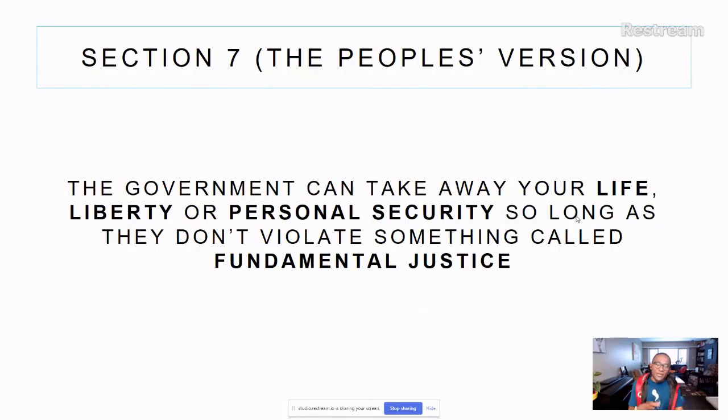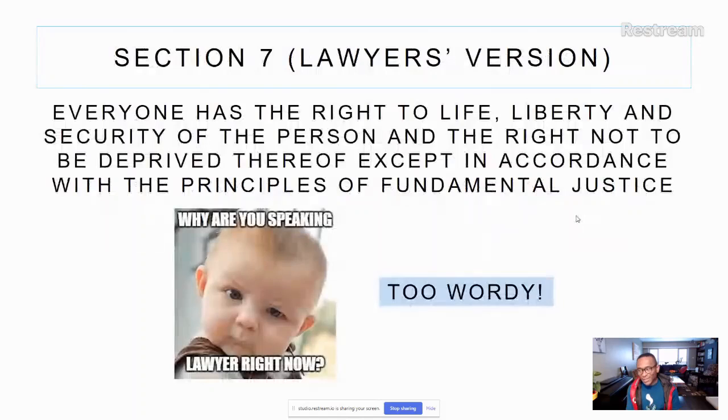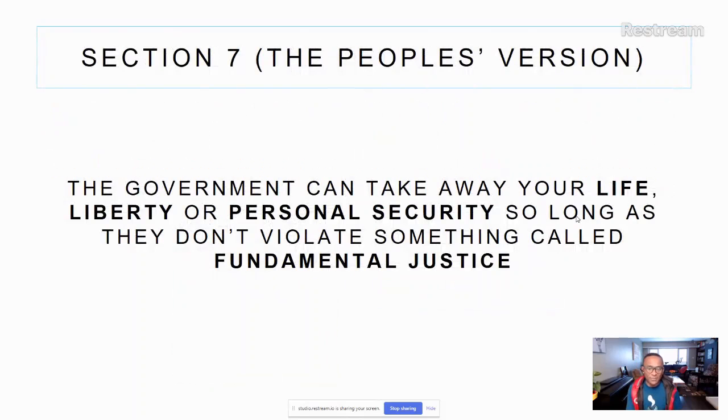Okay, here's the people's version. Here's the version that is simplified and is easier to understand. So what that thing you just read means is that the government can take away your life, liberty, or personal security so long as they don't violate something called fundamental justice. All that gibberish over here, this is what it translates to. The government can take away your life, liberty, or personal security so long as in doing so, they don't violate something called fundamental justice.